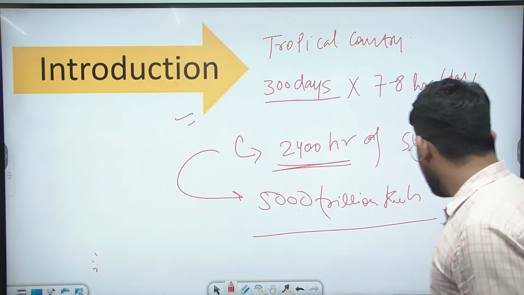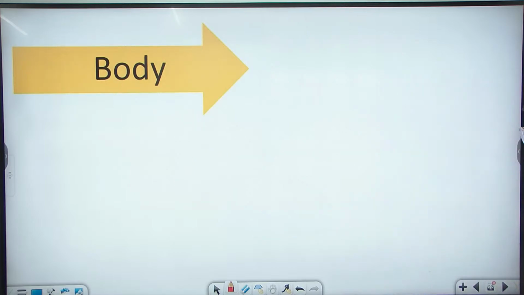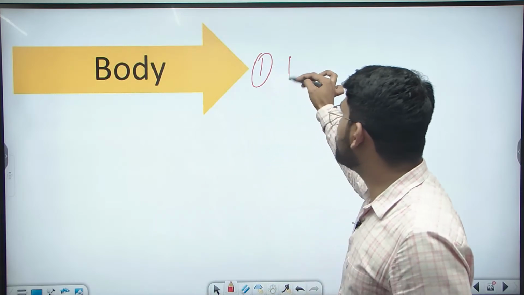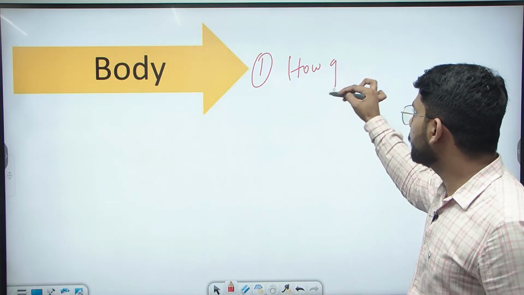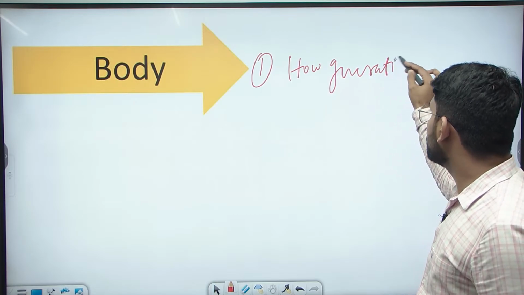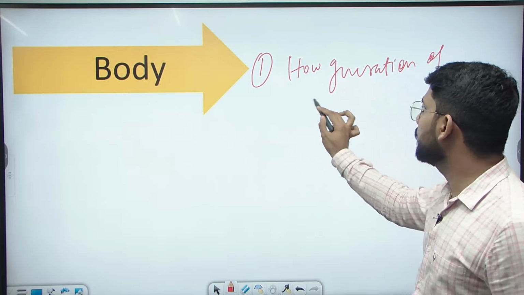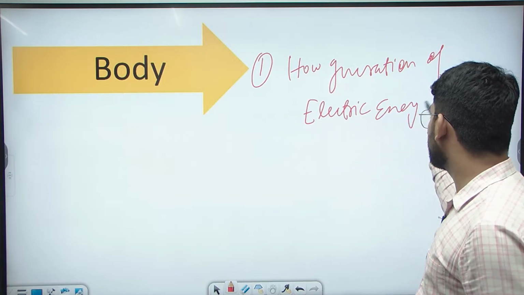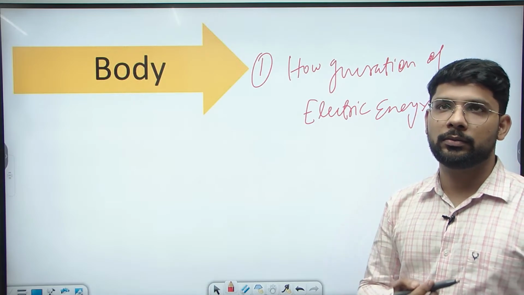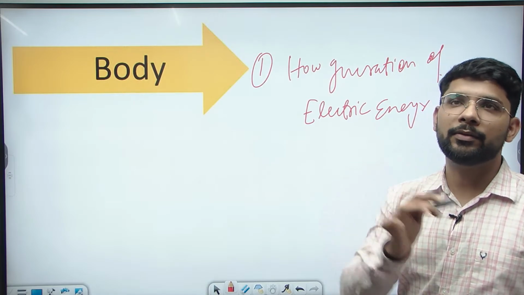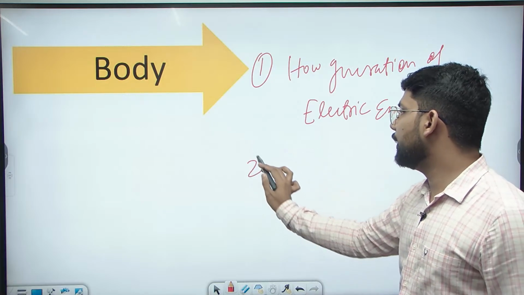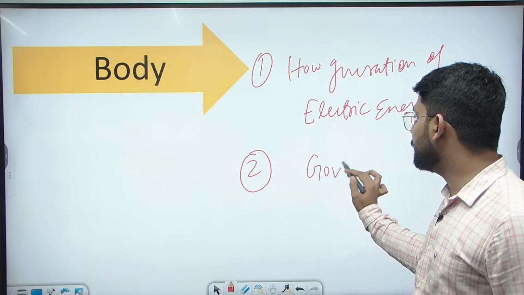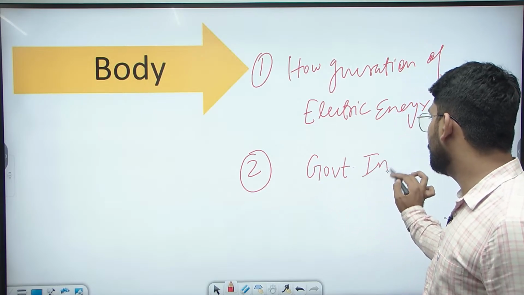Okay, now let's move to the body part. The body demands two parts: one, how generation of electric energy from solar is better than the conventional source. And the second part, we need to address what the government initiatives related to it are.